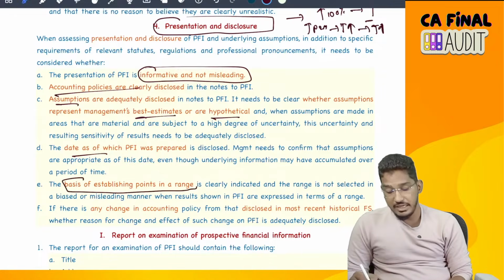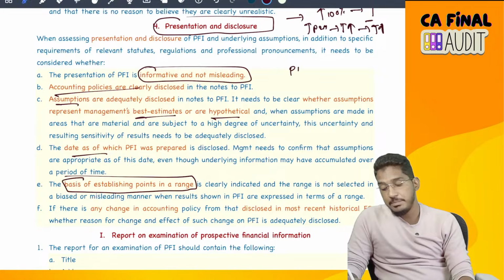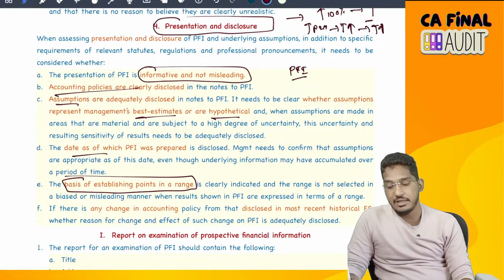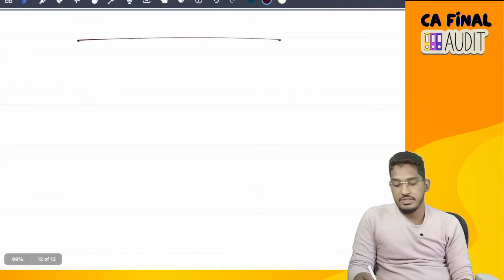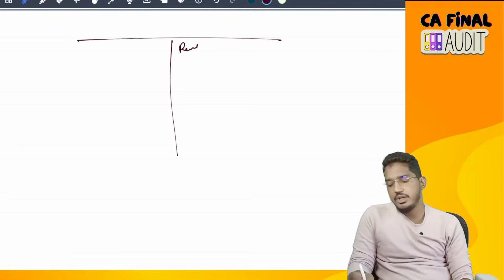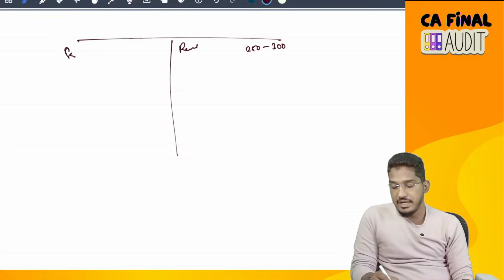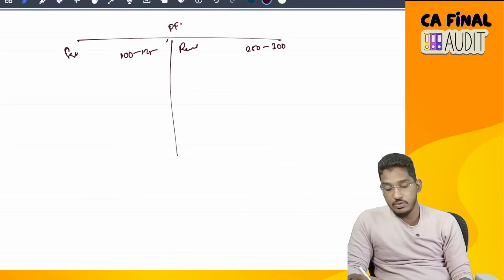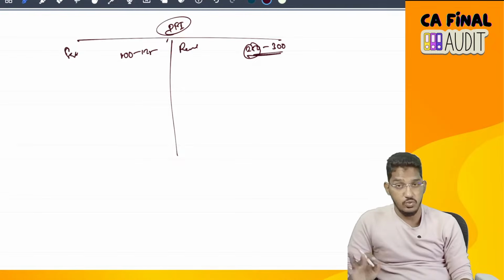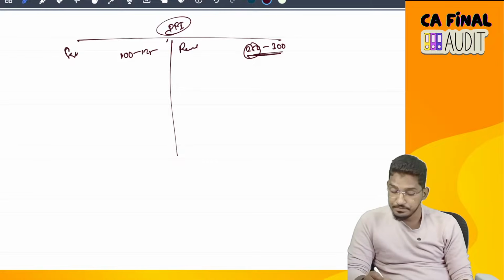And the basis for establishing a range. Sometimes companies prepare prospective financial information not in exact numbers, but in a range. For example, they will say next year's revenue could be somewhere around 250 crores to 300 crores, and expenses, salaries could be somewhere around 100 to 125 crores. So they are preparing prospective financial information not as a specific figure, but as a range. You need to check in those cases whether those ranges are reasonable or not.